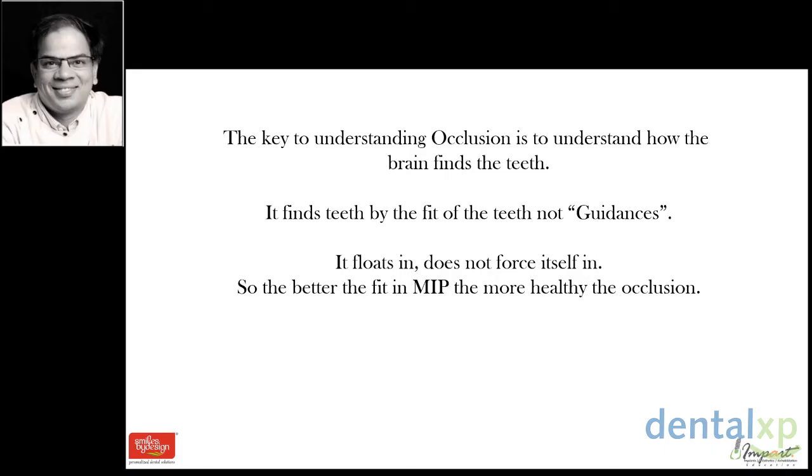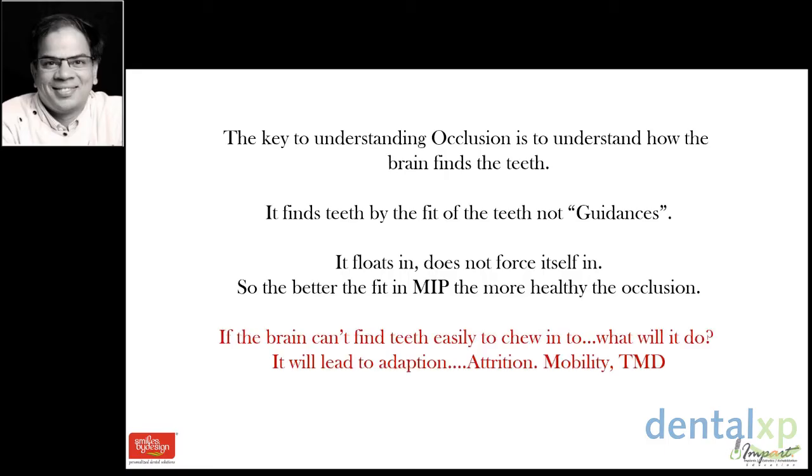Now, the key to understanding occlusion is to understand how the brain finds the teeth. It does not need guidances. It does not need the canine to couple first and then take the entire jaw into MIP. The brain knows how to find MIP even without the canine being present. The only goal here is to make the restoration such that, in the name of guidance, you don't over-contour them, and don't come in the way of the chewing pathway. The occlusion has to be effortless. The patient should be able to find MIP without any teeth coming in the way. And if the teeth do come in the way, then they will lead to attrition, mobility, TM disease, anything of that sort, which can happen because of chewing pathway interferences.